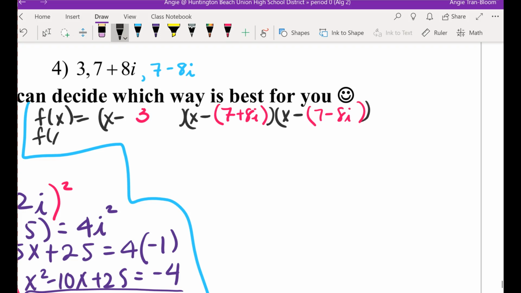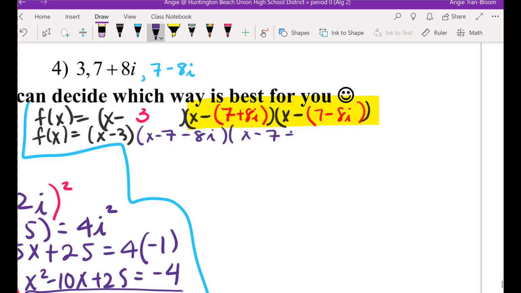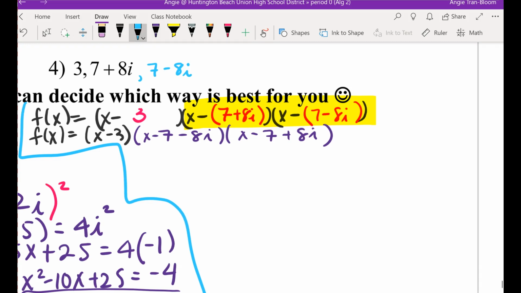Okay, so here we go. F of x is x minus 3. I'm going to leave that first. Guys, always distribute the complex first. Always. So here we go. X minus 7 minus 8i times x minus 7 plus 8i. Again, I'm going to try to do both ways. The first way is just going to multiply a trinomial by a trinomial. I don't have any faster way than what you guys already know. Just slowly and carefully write stuff down.